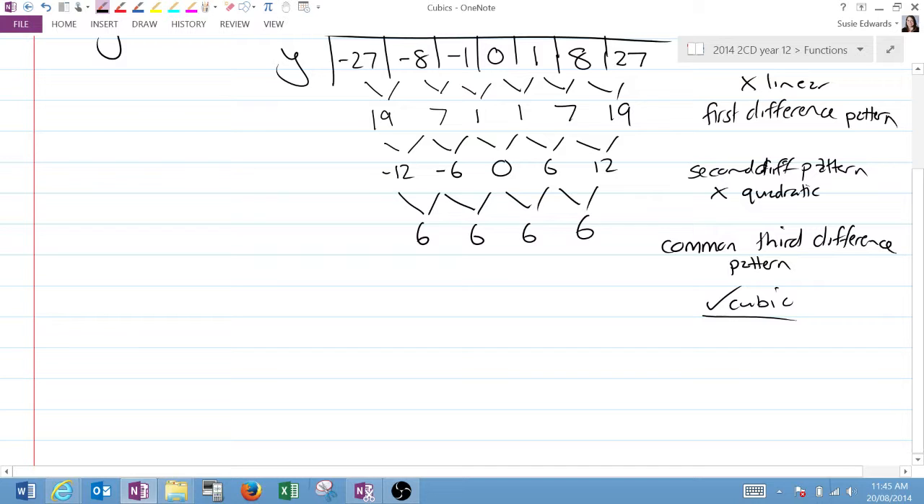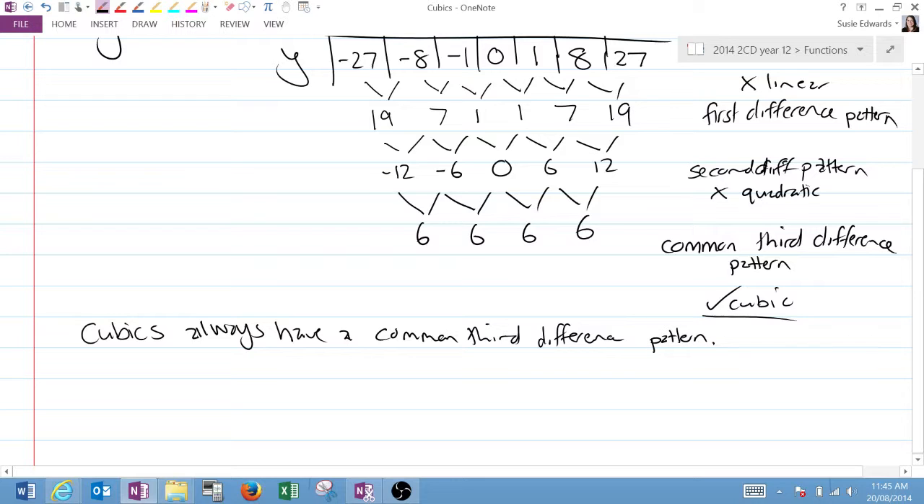So, can you just write: cubics always have a common third difference pattern. And that almost always comes up in tests and exams. You just get given a table and asked to tell what sort of function it is. You don't have to work out the equation from that. You just have to be able to tell me from a table if it's cubic, quadratic, linear, exponential, reciprocal.